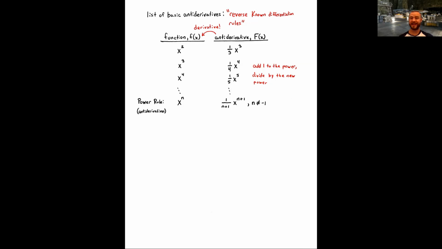The exponent could be any other value. It could be a positive exponent, could be a negative exponent, provided it's not -1. The exponent could be 0, could be a fraction, as long as the exponent value is not -1 for your function. This antiderivative rule that we call now the power rule applies.